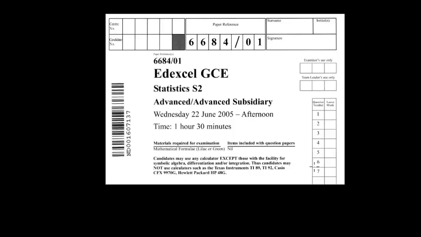So one type of sum is discrete random variable sums. The other type of sums is continuous random variable sums. These are general continuous distribution and uniform continuous distribution. So every S2 paper will have 2 types of questions: discrete random variable sums and continuous random variable sums.